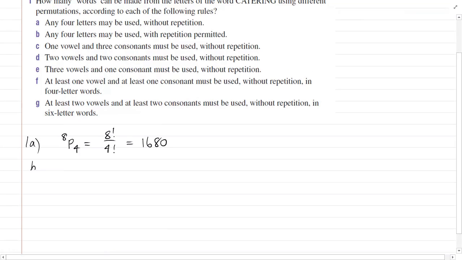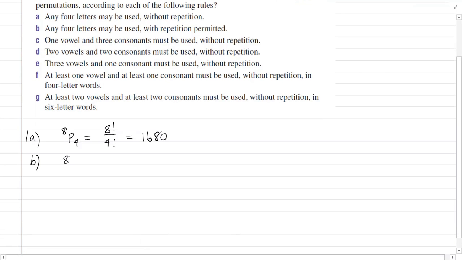1b. Any four letters may be used with repetition permitted. So in this case, it's not a permutation at all. There are eight ways of choosing each letter each time. So it is 8 times 8 times 8 times 8, which is 8 to the power of 4, which is 4096. C. One vowel and three consonants must be used without repetition.